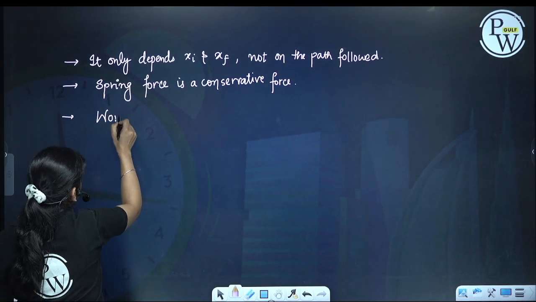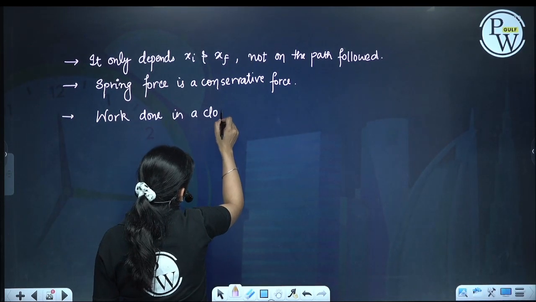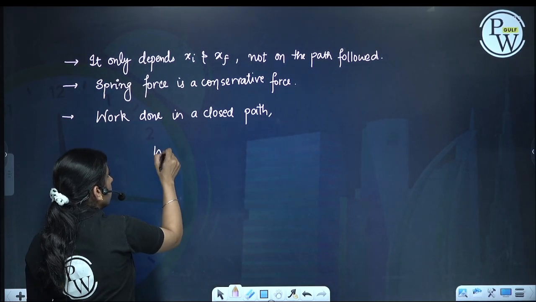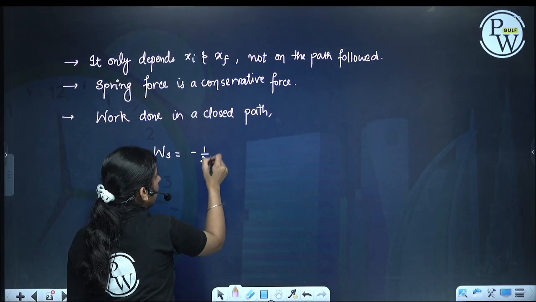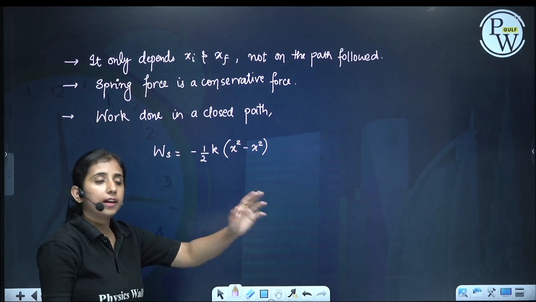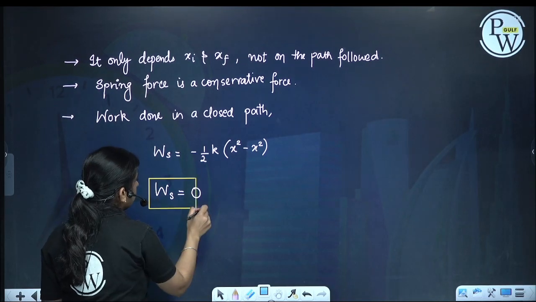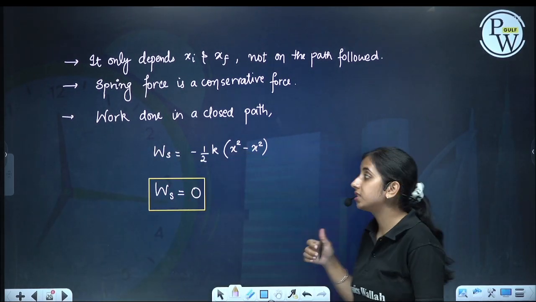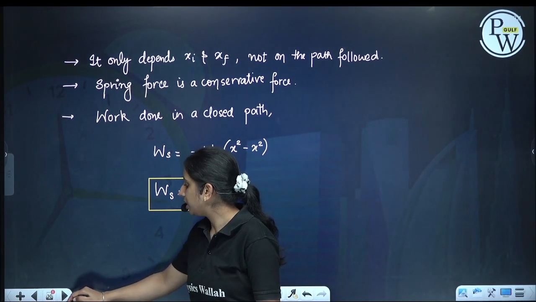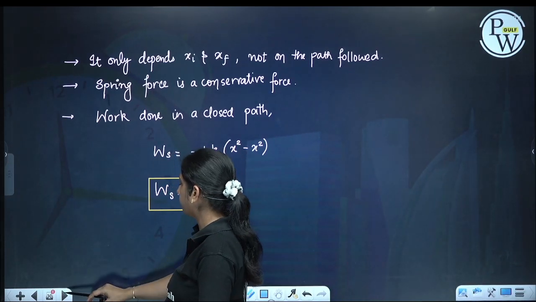Next, work done in a closed path will be equal to minus half k (x square minus x square). You go from x and come back to x, it will be 0. Okay, work done along a closed path by spring force is 0. So spring force is a conservative force. Potential energy of spring is half kx square.